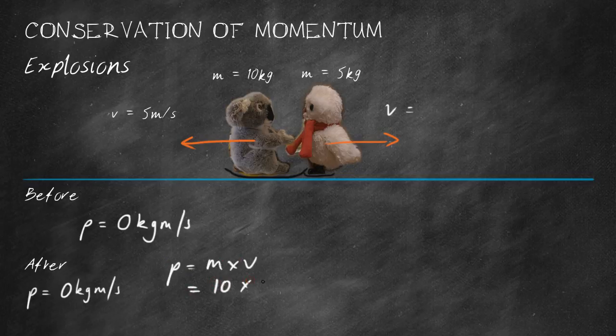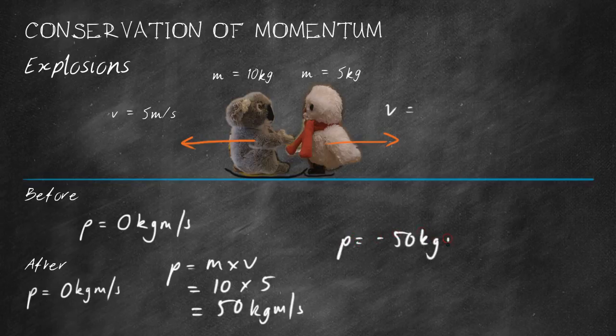So if we work out Cuddles' momentum, 10 kilograms times 5 meters per second, 50 kilogram meters per second, then we know that Snowbird's momentum is just minus 50 kilogram meters per second. They add up to make a total of 0. So once more, we know everything we need to be able to solve the equation for velocity.